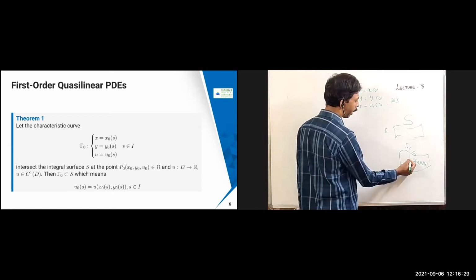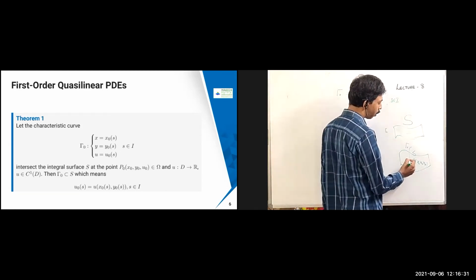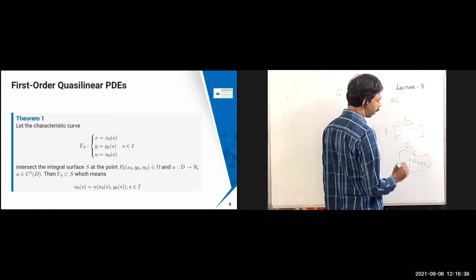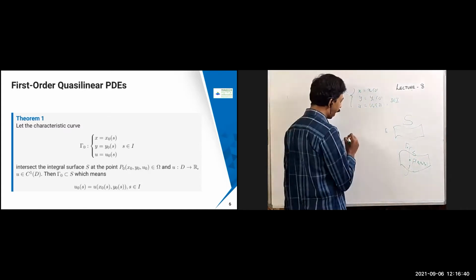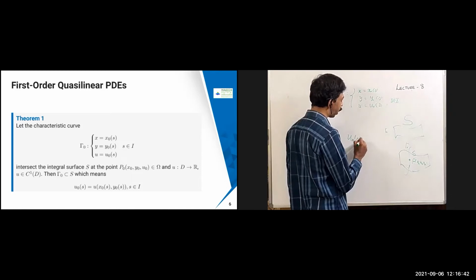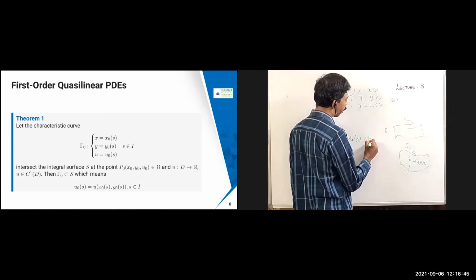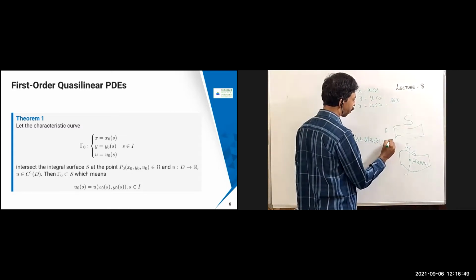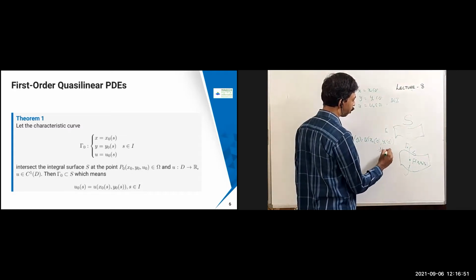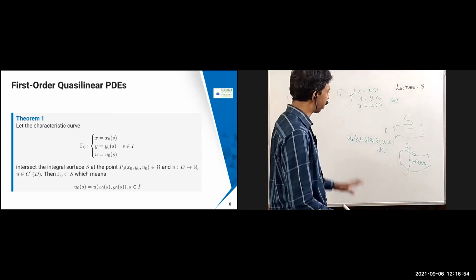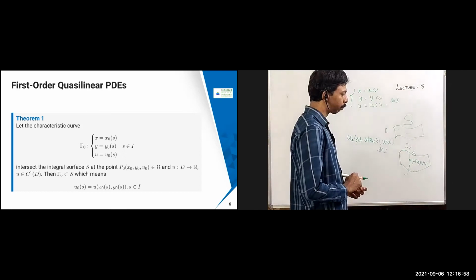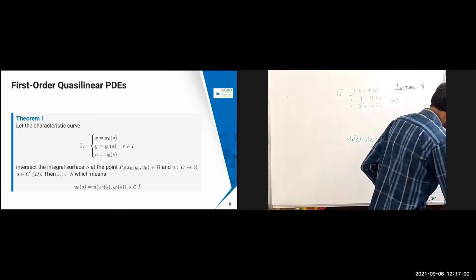That means, what does it mean? If this gamma naught condition is satisfied at one point, then what it is going to say is that not only that, it is going to satisfy all these things. u naught of s is going to become u of x naught of s, y naught of s, for all s. Not only at this point, it is going to be satisfied for all s. Okay, so let us see that.